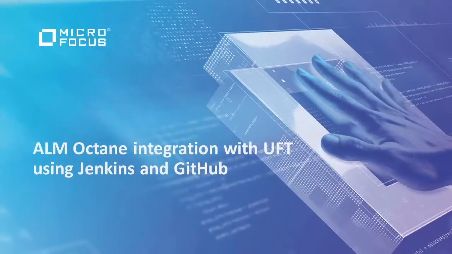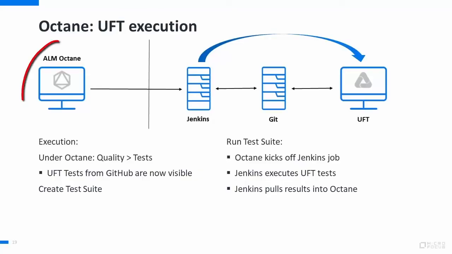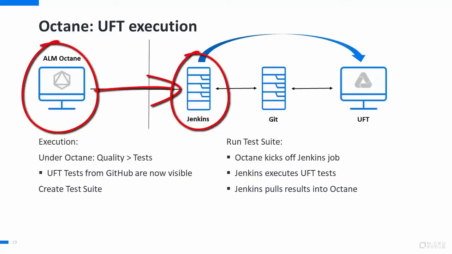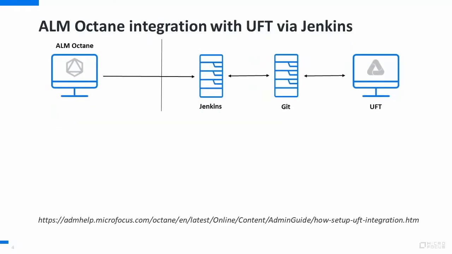In this video, we will be demonstrating how to integrate ALM Octane with UFT via Jenkins. This allows Octane to execute UFT tests in Jenkins from GitHub as a source code management repository. We will need these components.